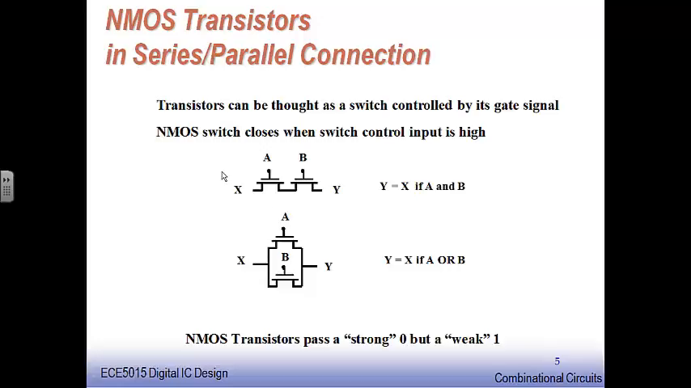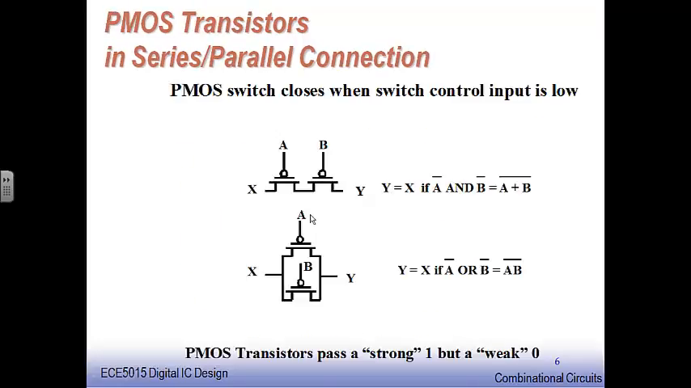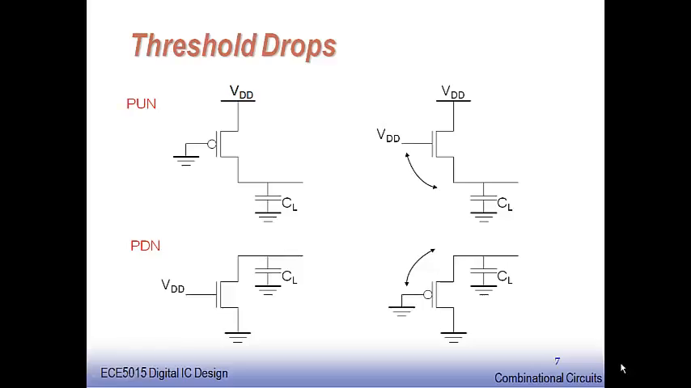And we have also seen how NMOS transistors, when connected in parallel and in series, accomplish the AND and OR configurations, and based on any particular Boolean function, how you can have the NMOS transistors connected. And similarly for the PMOS transistors, how you can have the AND arrangement and OR arrangement.